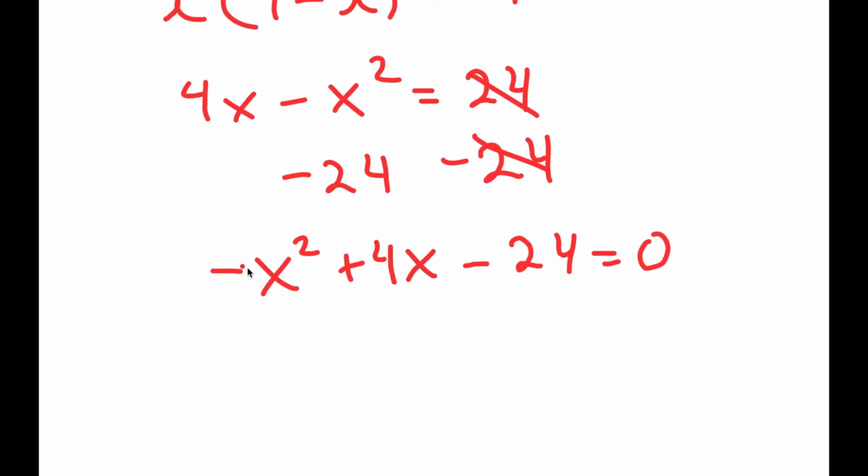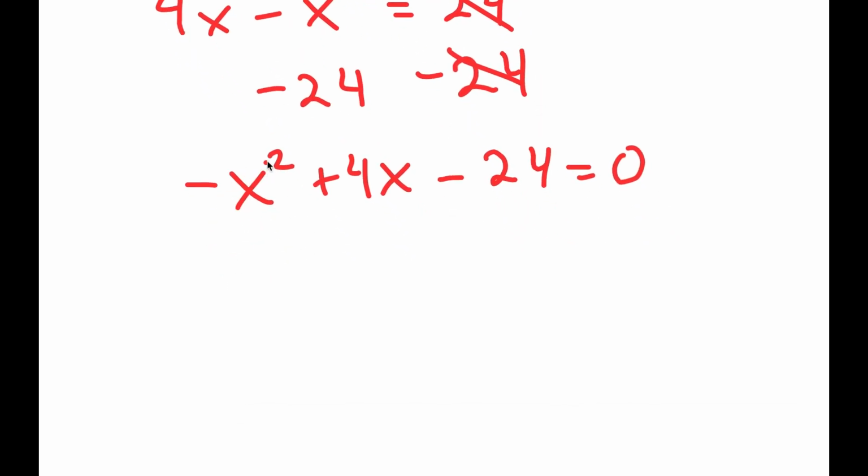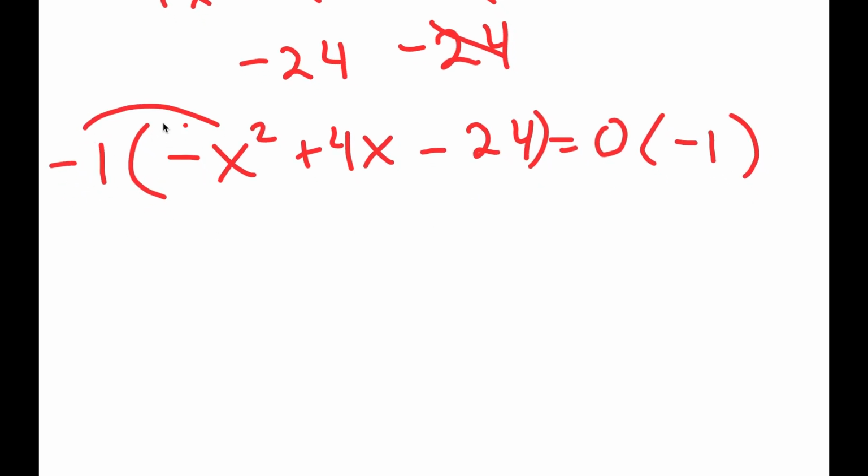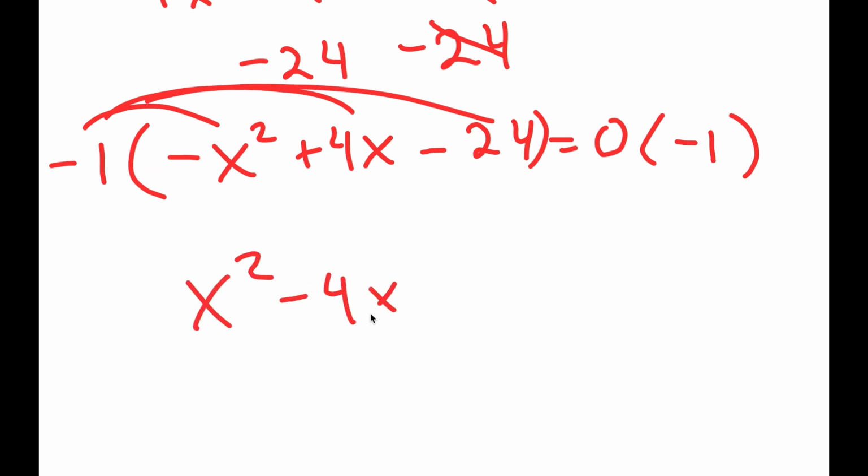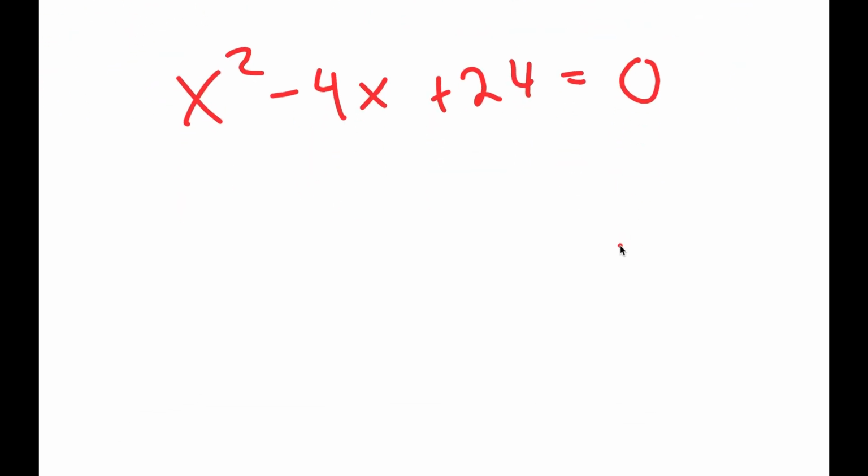Now I don't want my coefficient for my highest degree term to be negative, so I'm going to multiply both sides by negative 1. Now if I distribute this, negative x squared is positive x squared, negative 1 times 4x is negative 4x, negative 1 times negative 24 is positive 24, and 0 times negative 1 is obviously just 0. So I get x squared minus 4x plus 24 is equal to 0.